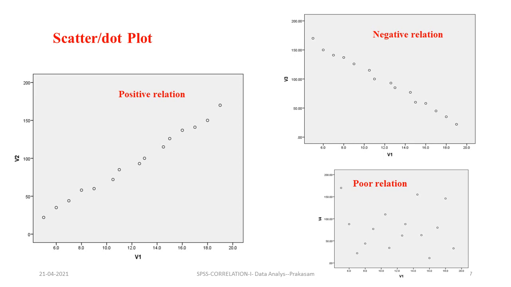Similarly, if V1 is increasing and V2 is decreasing, then it will be a negative relation. Similarly, if V1 is increasing and V4, the other variable on the y-axis, is distorted, then there will be a poor relation. From this scatter plot we can find out the relation, but it will not give the quantity, how much that is. That we have to calculate by using the formula, that is the correlation coefficient. We have to calculate that.